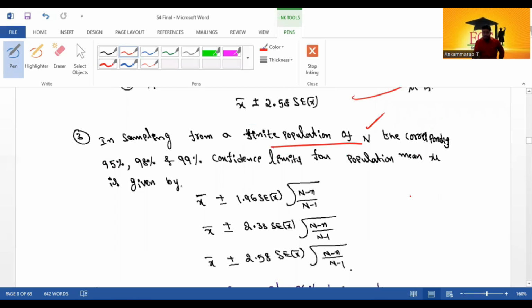In case the finite population of capital N is there, what are the confidence limits? Here the confidence limits are x bar plus or minus 1.96 into standard error of x bar into an extra term, which is added when the population is finite: square root of capital N minus small n by capital N minus 1.